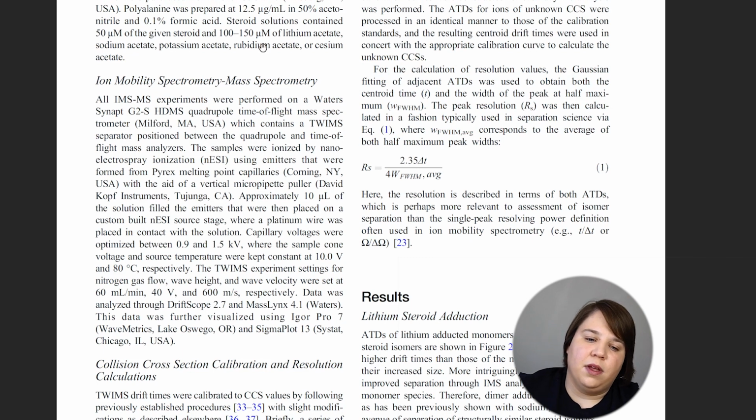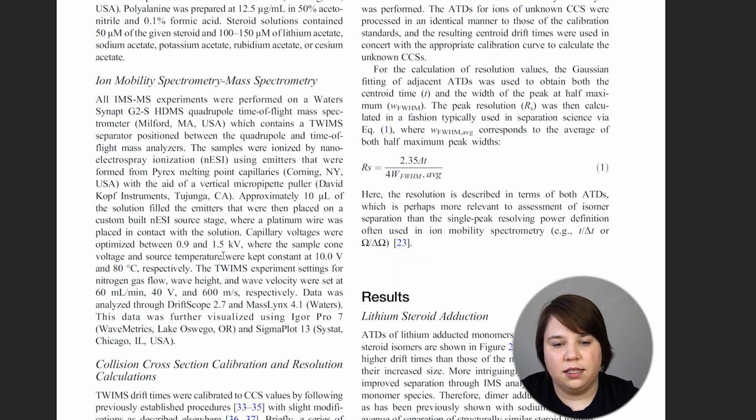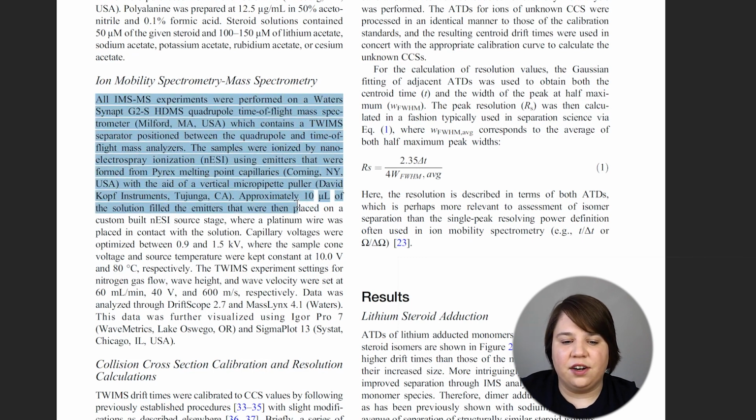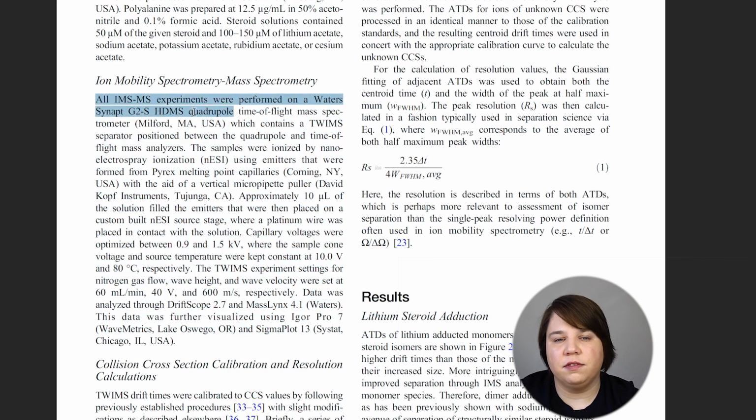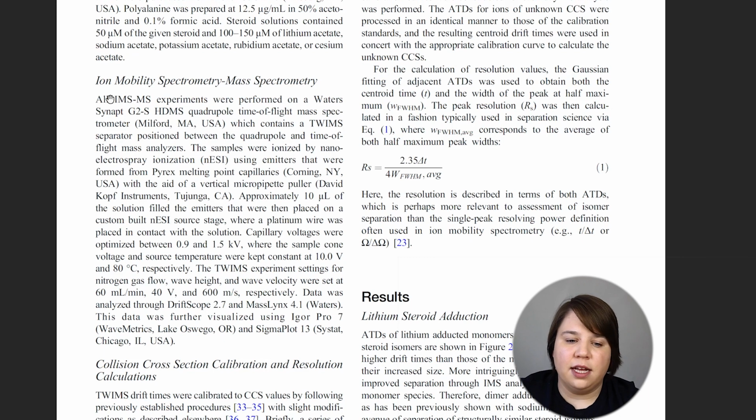So here we have ion mobility spectrometry and mass spectrometry analysis. Again here, all IMS experiments were performed. This is just very dry reading. So what I would probably do here is, to analyze the separation of steroids, we used a Waters Synapt G2-S. Or, to analyze steroids by IMS-MS, we used. That just gives a little bit more oomph to this and connects it more to what we're talking about, instead of just having a series of information here.